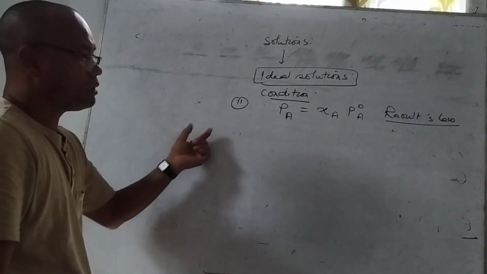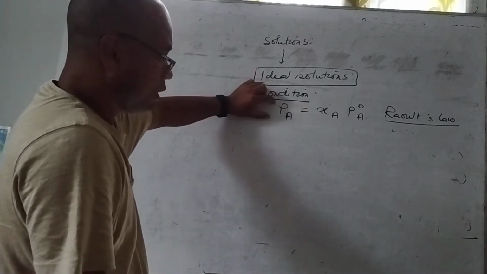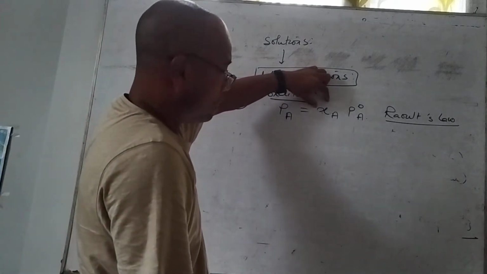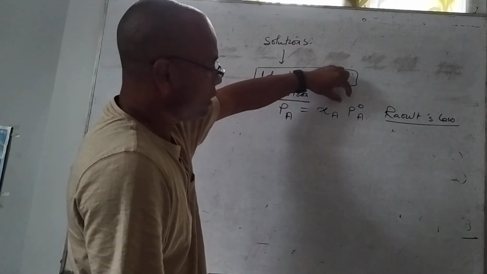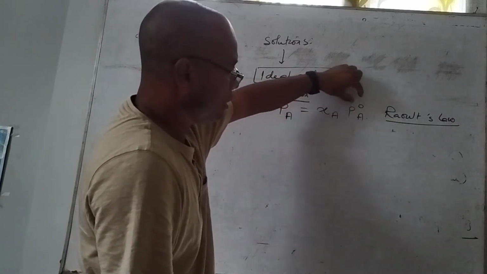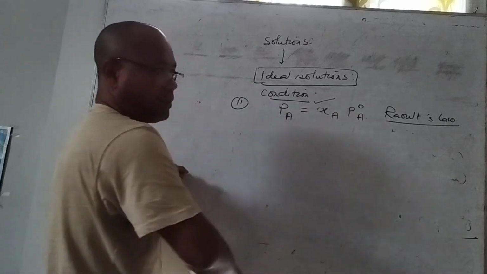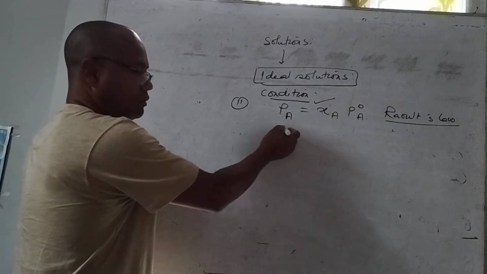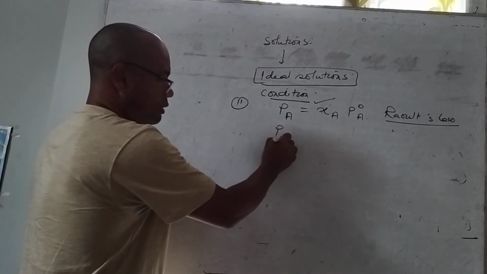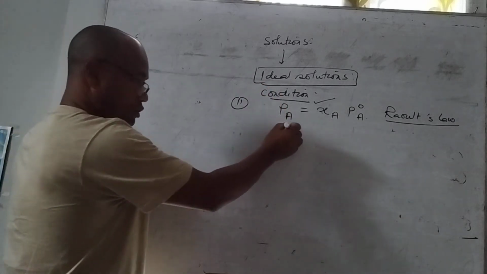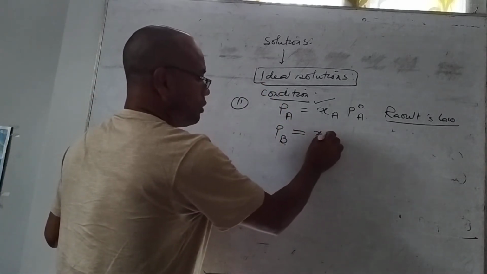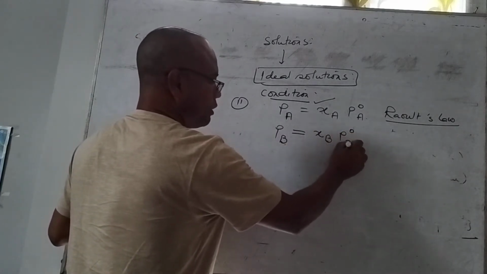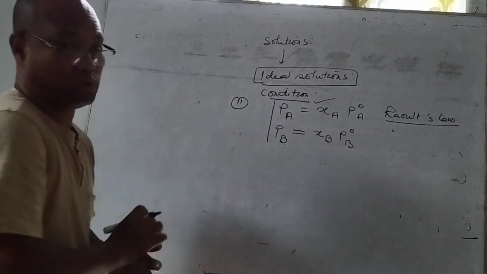Obeying Raoult's law means the vapor pressure of component A in the solution should be equal to the product of the mole fraction of component A in the solution and the vapor pressure of component A in the pure state. Or in the case of component B, when we calculate the vapor pressure of component B in the solution, it should be exactly equal to the mole fraction of component B times the vapor pressure of component B in the pure state, for the ideal solution.